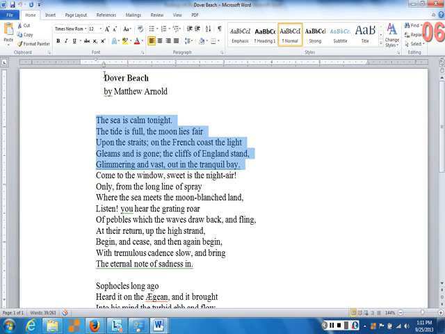Five lines, it looks as though the subject is the scenery, the landscape, right? The sea, with the full tide and the moon and the cliffs of England and all of those things.